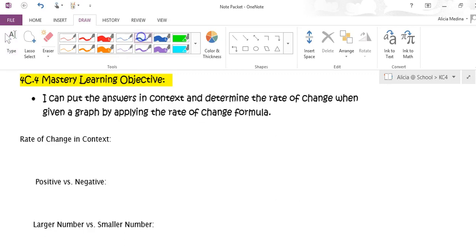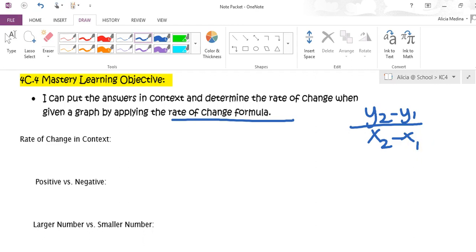Hey guys, in this video we're going to be covering activity 4C.4. Our mastery learning objective is: I can put the answers in context and determine the rate of change when given a graph by applying the rate of change formula. So remember, the rate of change formula is just y2 minus y1 over x2 minus x1. In terms of context, it's just referencing whatever's happening in the actual word problem.